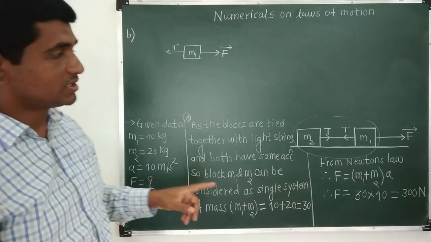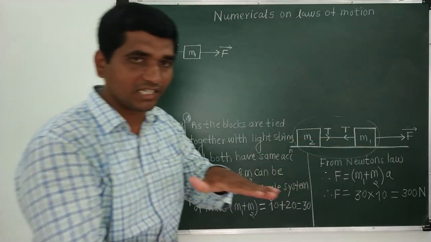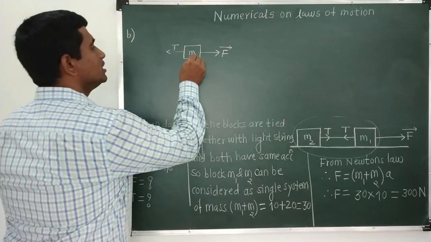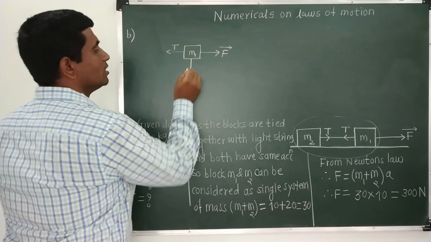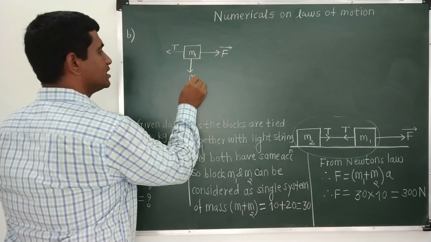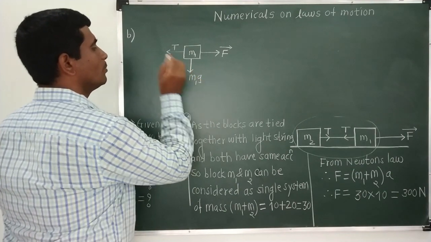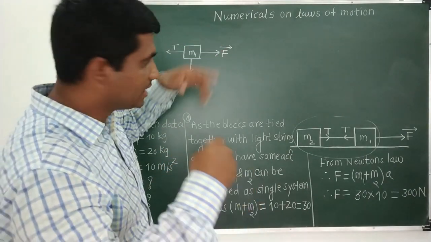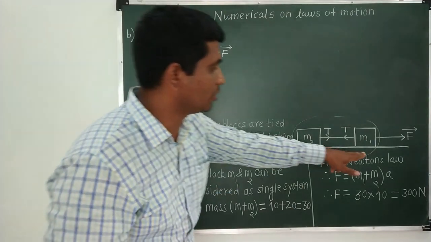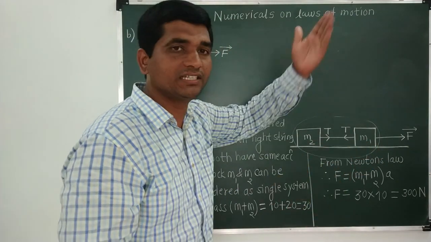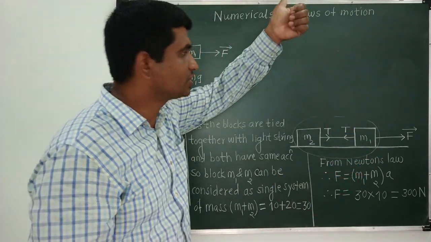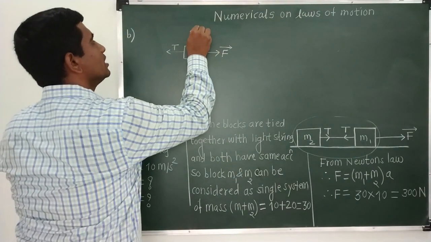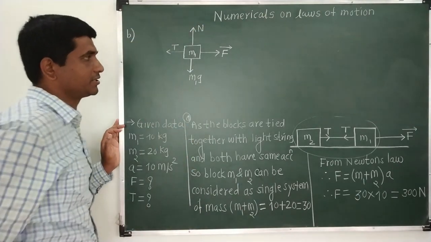In addition to this, we know that this block is resting on a frictionless surface and it has a mass M1. So on this block, the force due to gravity is acting, which is nothing but the weight of the block, M1g. As this block is exerting an action on the horizontal surface, the surface will also exert a reaction on it, opposite in direction. So it has a normal reaction in the vertical direction.